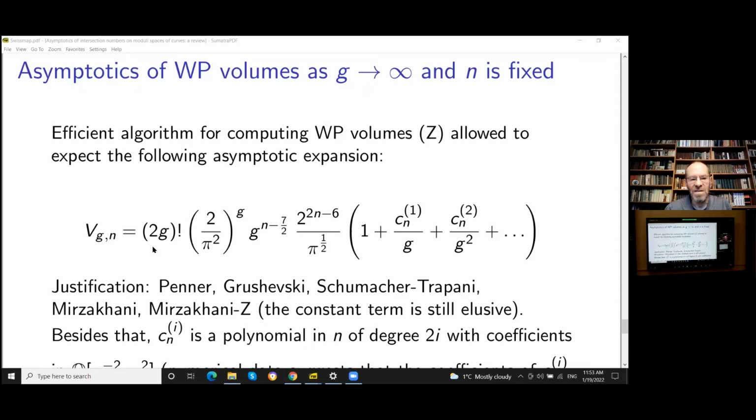The first term, the leading term, is (2g)!. Then there is an exponential term, (2 over pi squared) to the g. Then there is a power term, g to the n minus 7 over 2. Then there is the constant term, 2 to the 2n minus 6 over square root of pi. And there is an asymptotic expansion in the inverse powers of g.